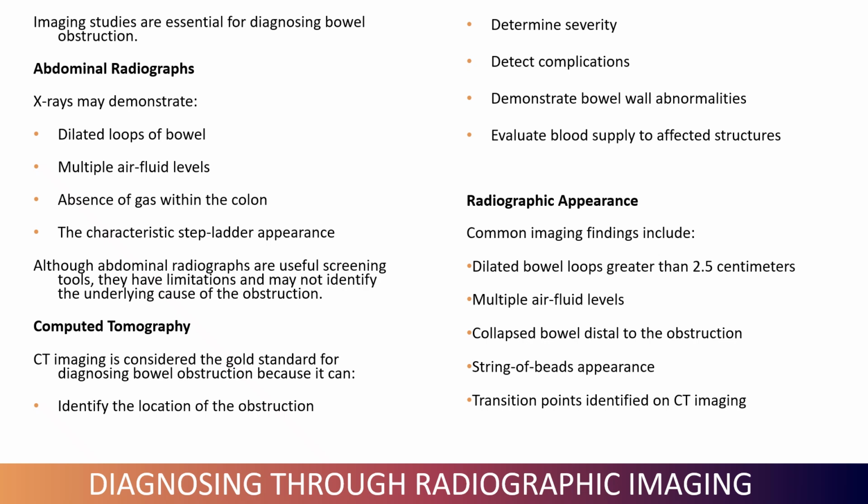CT helps to identify the location of the obstruction, determine the severity, detect complications, demonstrate bowel wall abnormalities, and evaluate blood supply to the affected structures. Some findings on these radiographs can include dilated bowel loops, multiple air fluid levels, a collapsed bowel distal to the obstruction, string of beads appearance, and transition points identified on CT imaging.